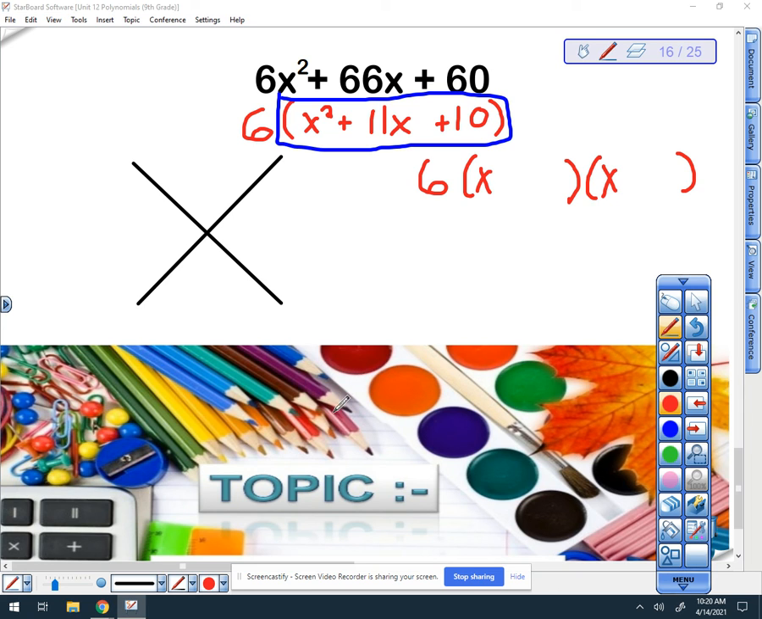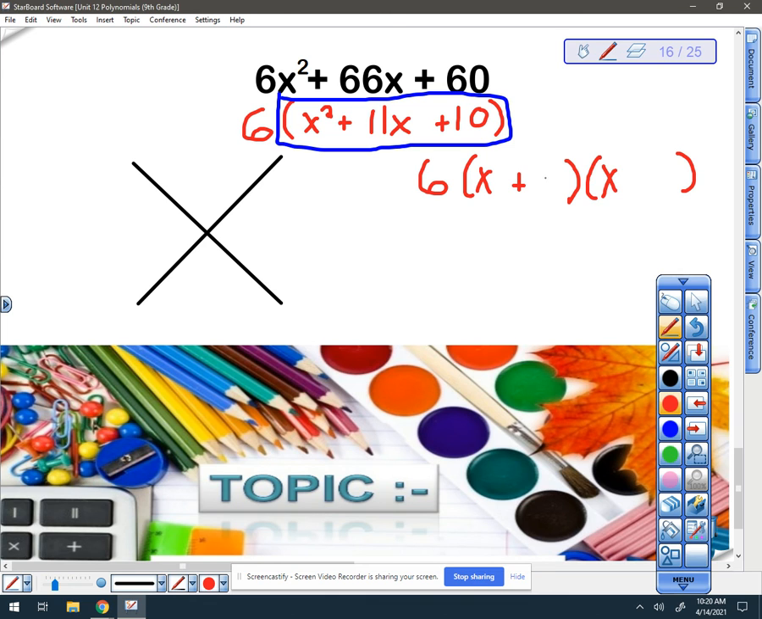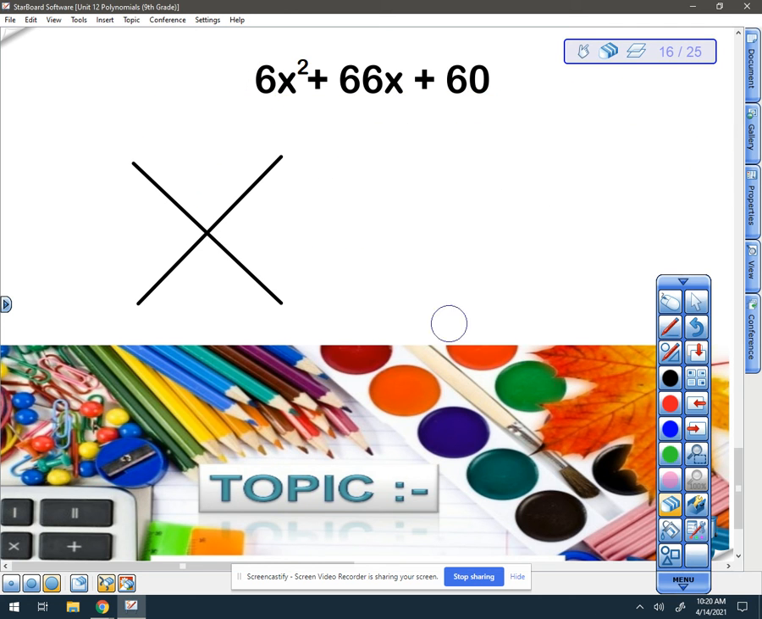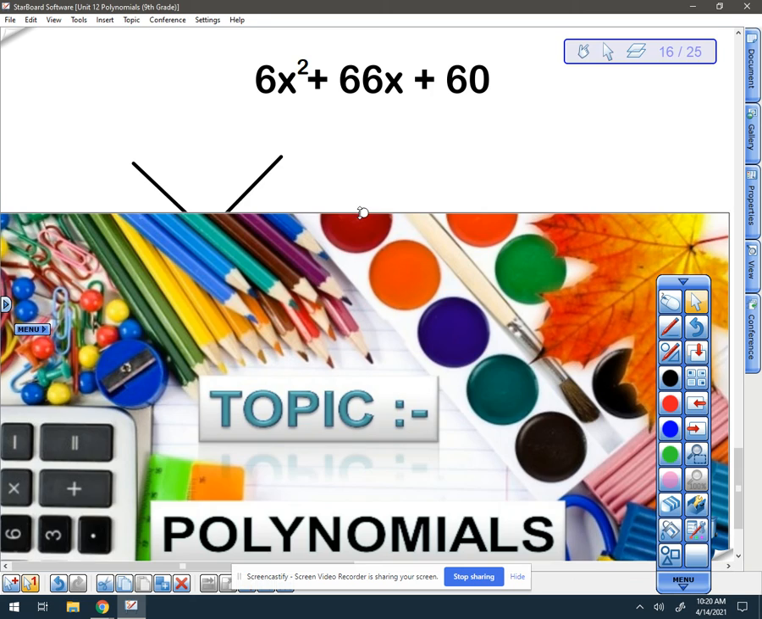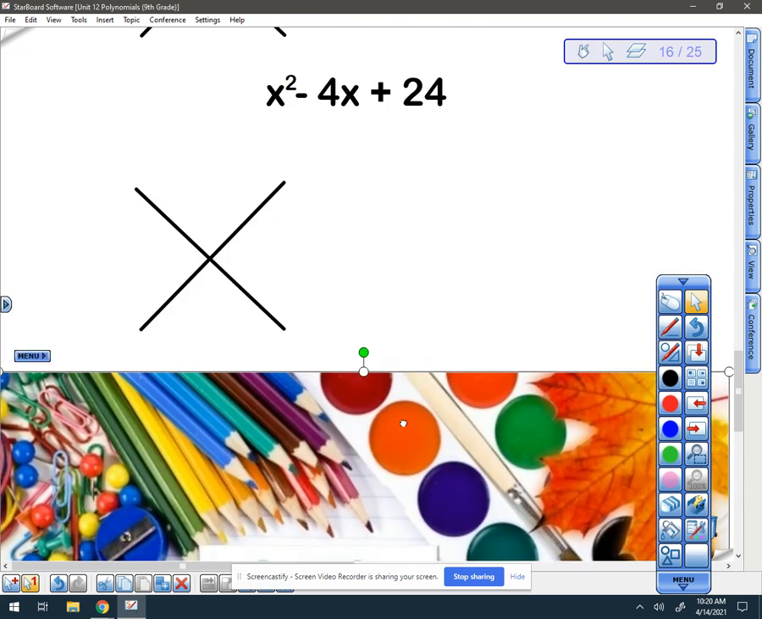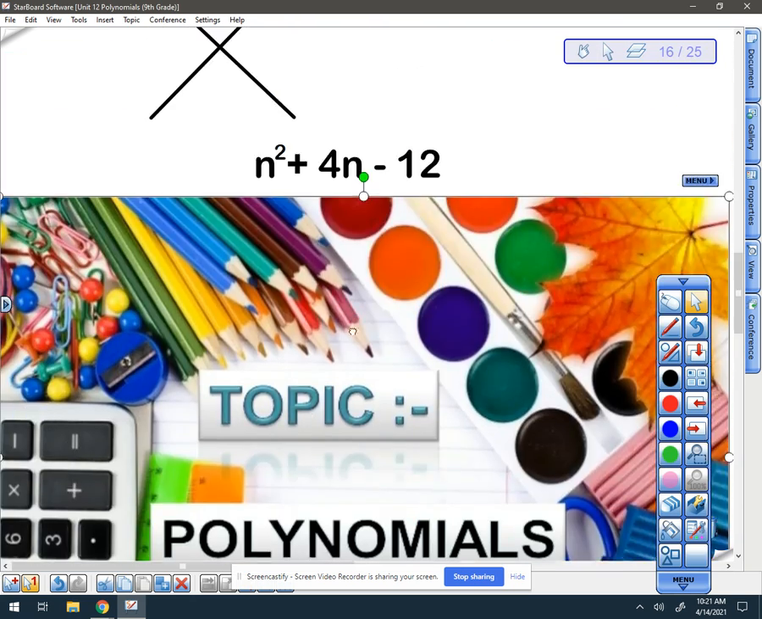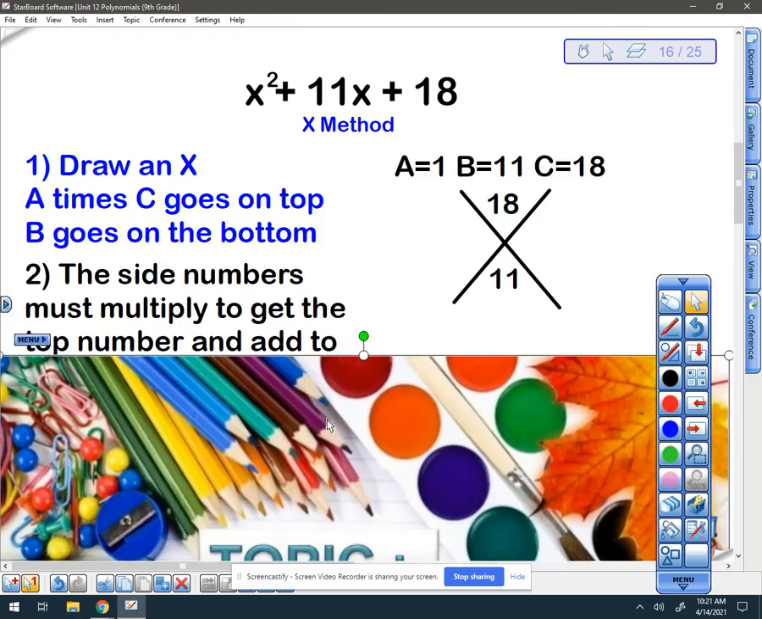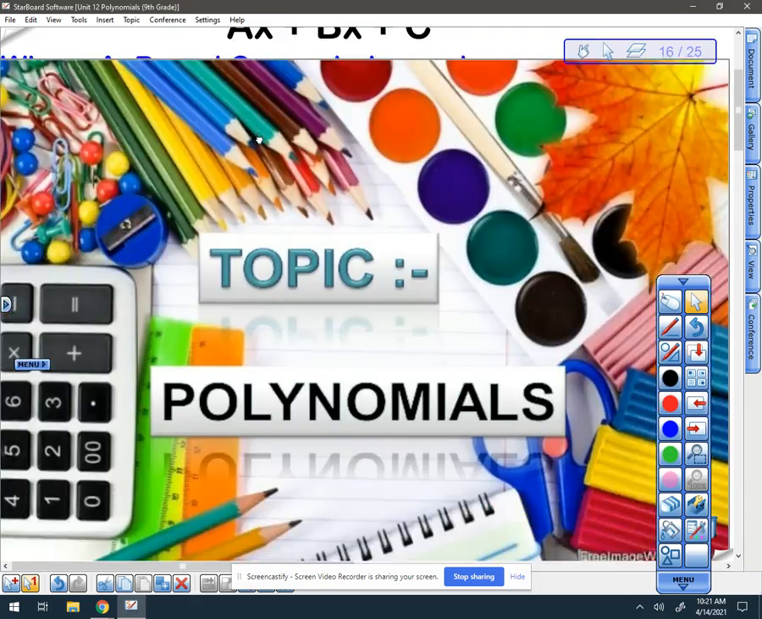So if you paused it, if you did that, then you should end up getting what? What'd you get? You should end up with x plus 1 and x plus 10. 10 times 1 is 10. 10 plus 1 is 11. All right, so pretty simple. It gets a little bit more complicated in a few days when we move on to what to do if a is greater than 1. But for now, these should be pretty easy.